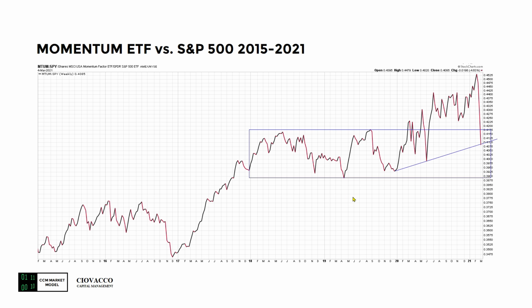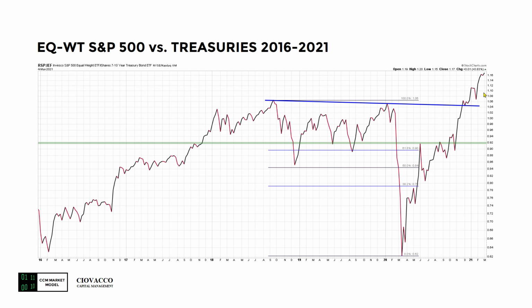Momentum relative to the S&P 500 held here. We're back in the same area. We'll see what happens. This is RSP relative to IEF. Big drop in the S&P 500 on March 4th. Week to date, first 4 trading days of the week, this ratio is up 0.83%.